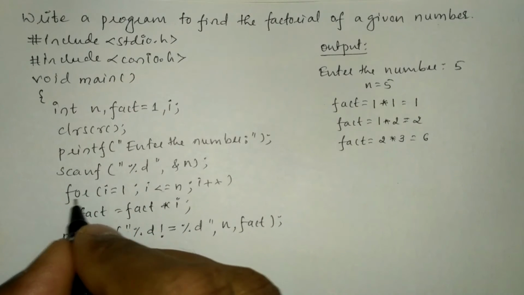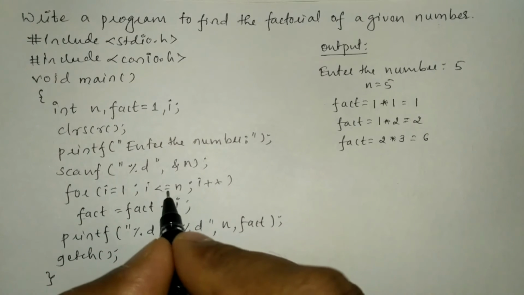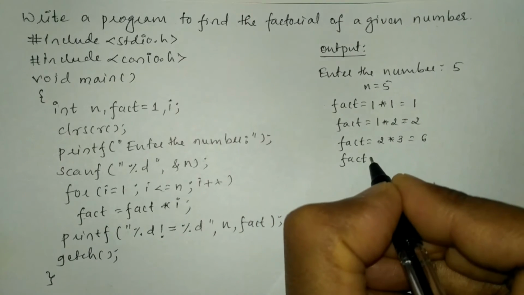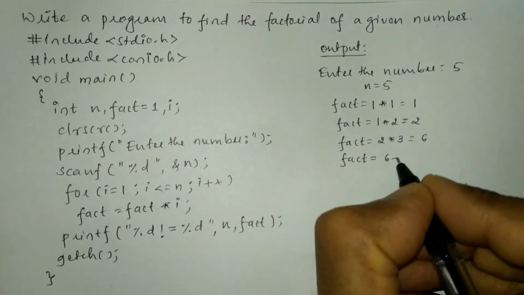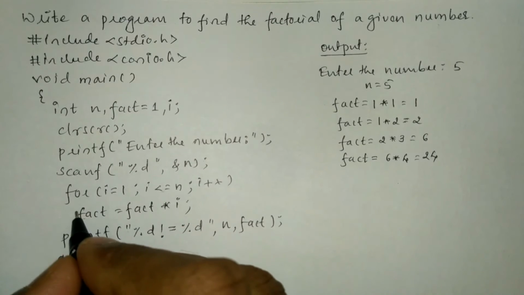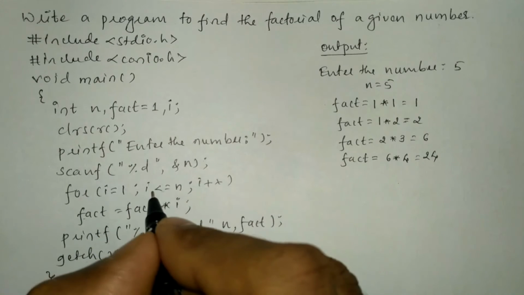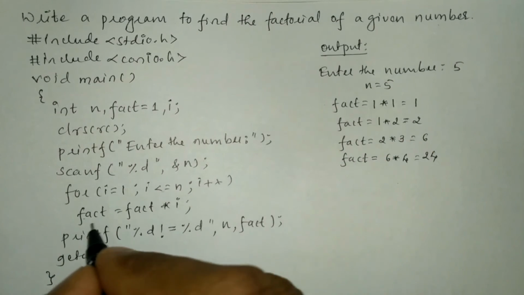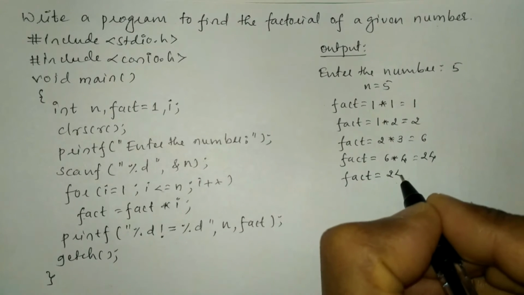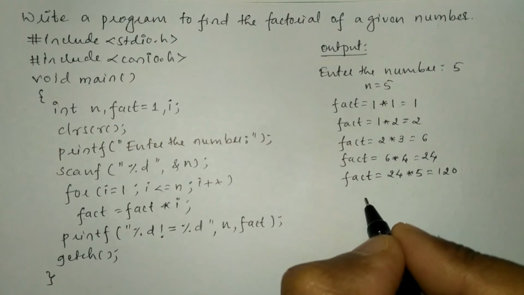Again control transfers to the for loop by incrementing the value of i by 1. Now the i value is 4. 4 is less than or equal to 5. Yes, the condition is true. Once again this statement will get executed. Fact is equal to, now the fact value is 6 into the i value 4. 6 fours are 24. Again control transfers to the for loop by incrementing i by 1. Now the i value is 5. 5 is less than or equal to 5. Yes, the condition is true. Once again this statement will get executed. Fact is equal to, now fact is 24 into the i value 5. So 24 fives are 120.